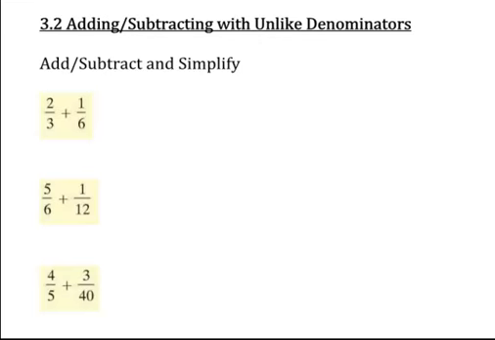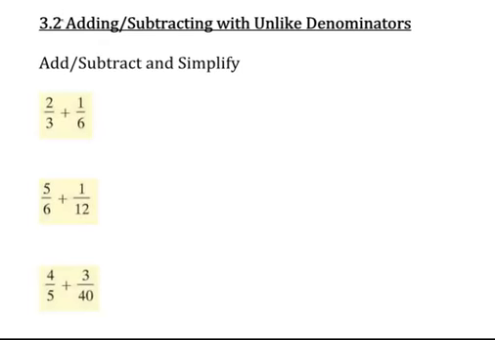Alright, the next section, first off a little correction here, that should say 3.3. Okay, so for the next section I have here, 3.3 is adding and subtracting fractions with unlike denominators. If you recall in 3.1, we were adding and subtracting fractions that already had a common denominator. Now here we don't.